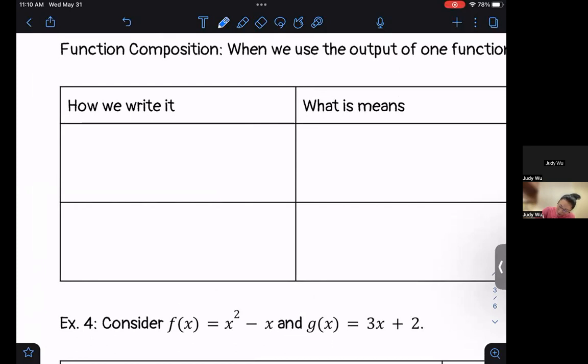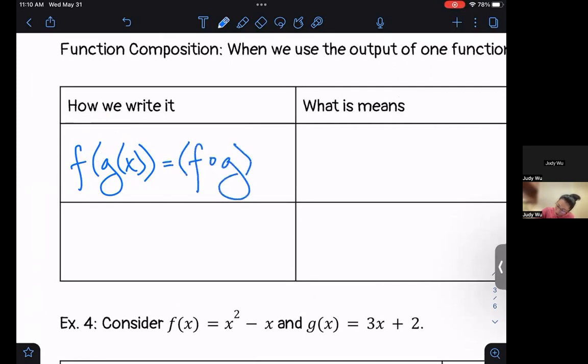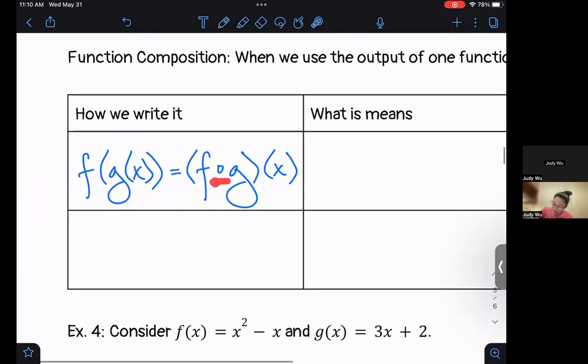So one way that we could see it is, we saw this on the previous page, f parentheses g parentheses x, okay? Now this meant that we take our g of x function, we put it inside our f function. But another way to write this is like this: f little circle g of x, all right? So this little circle is the symbol for composition. And we don't want to confuse that with multiplication, okay?